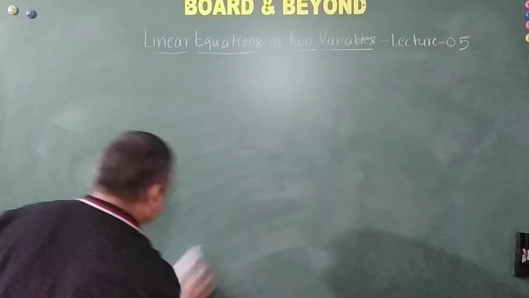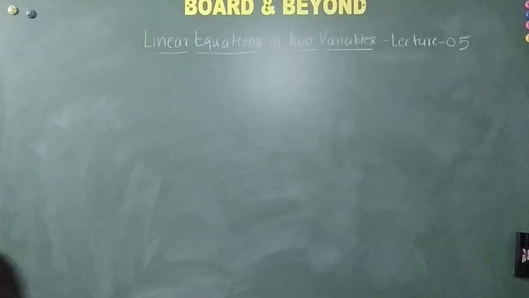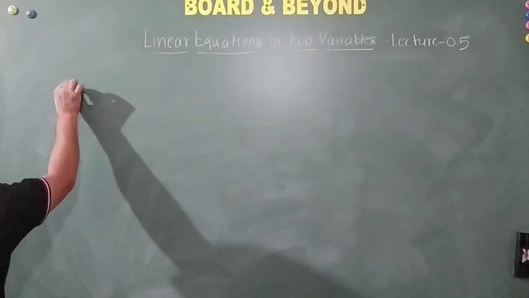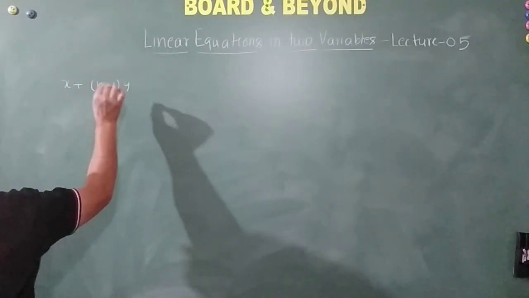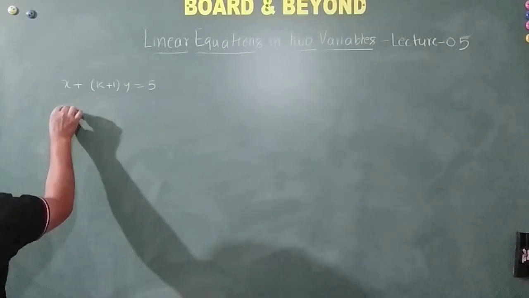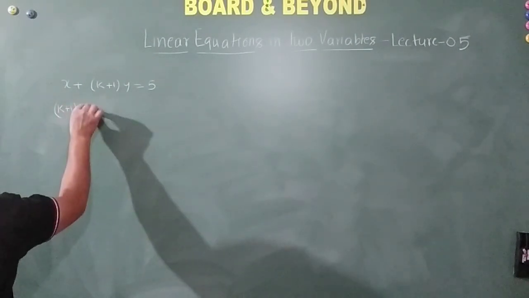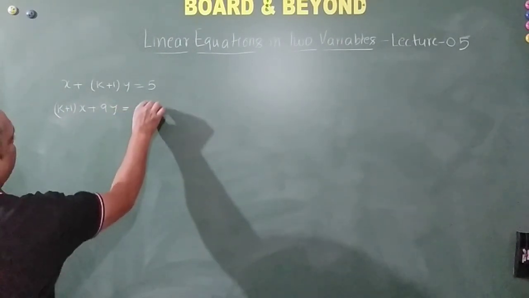As we move forward, the difficulty level will start increasing, my friends. Now find the value of k for which the following system of linear equations has got infinite solutions. The system of linear equations is given as x plus k plus 1 into y is equal to 5, and next is k plus 1 x plus 9y is equal to 8k minus 1.